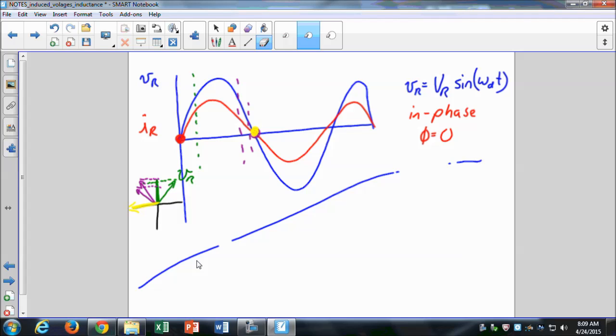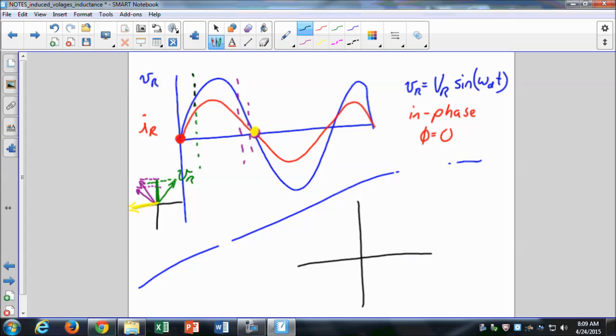So if I were to draw my phasor, say for a particular time, I'll do this time right here. I'll draw it. The blue phasor, which is VR, would look like that. And then the red would be IR. So this would be IR, and then this would be VR.